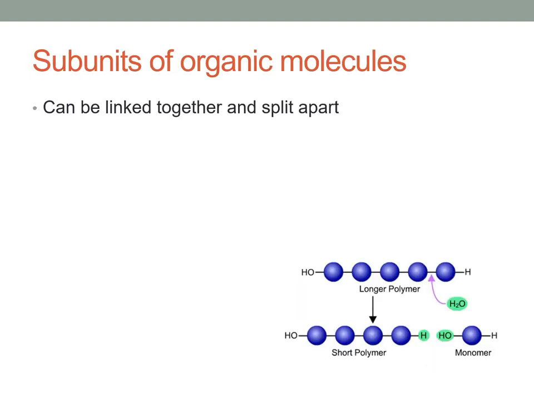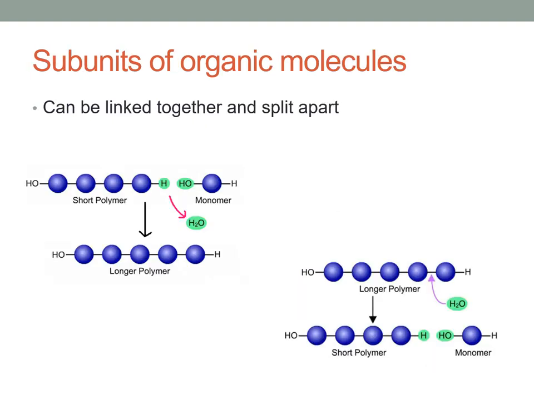So how do we do that? There we go. So each one of these little round things is a subunit. And you can see I've got a bunch of subunits linked together. That's my short polymer. And I have one little subunit by itself. That's the monomer. And you see I've got a hydroxide and a hydrogen there. And I can pull that H and that OH out, form a molecule of water, and then that creates a need for a bond between my subunits. Or I can take a water, add it into one of those bonds and split it up and break apart the subunits.